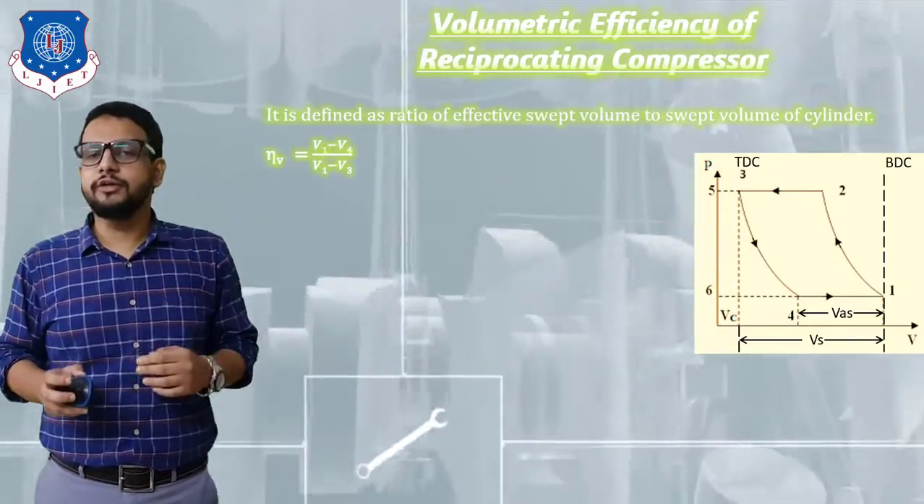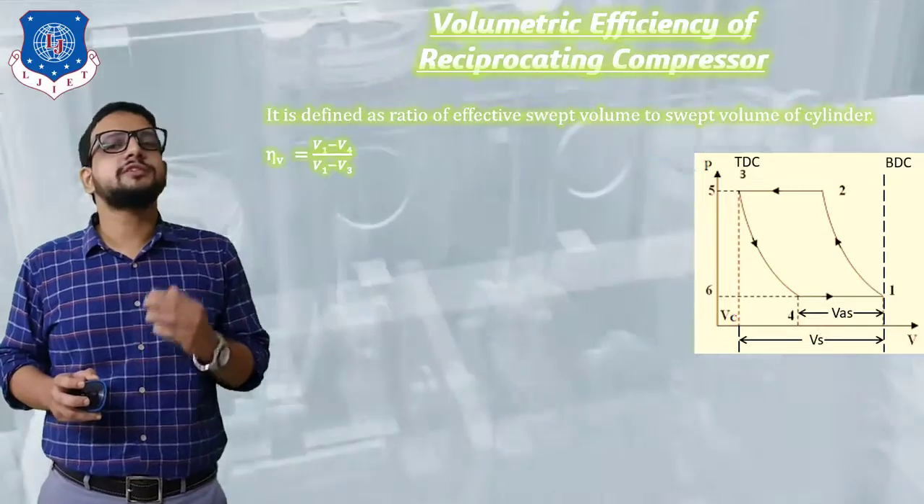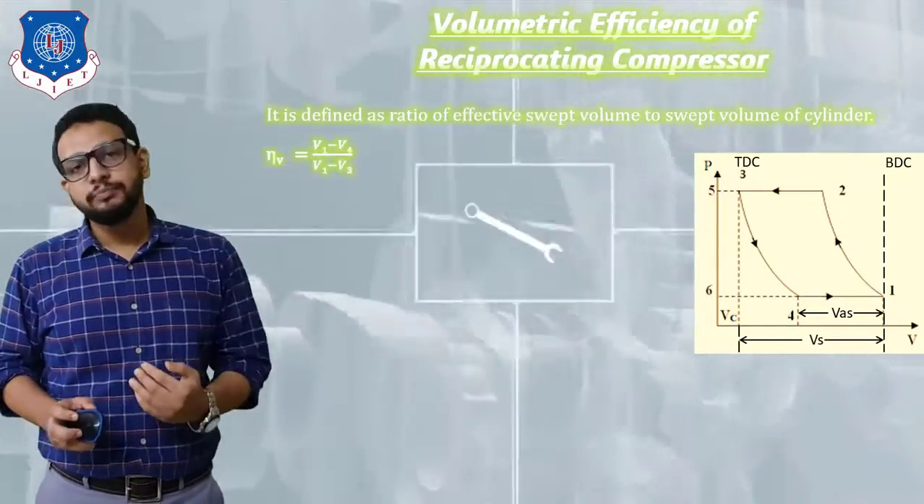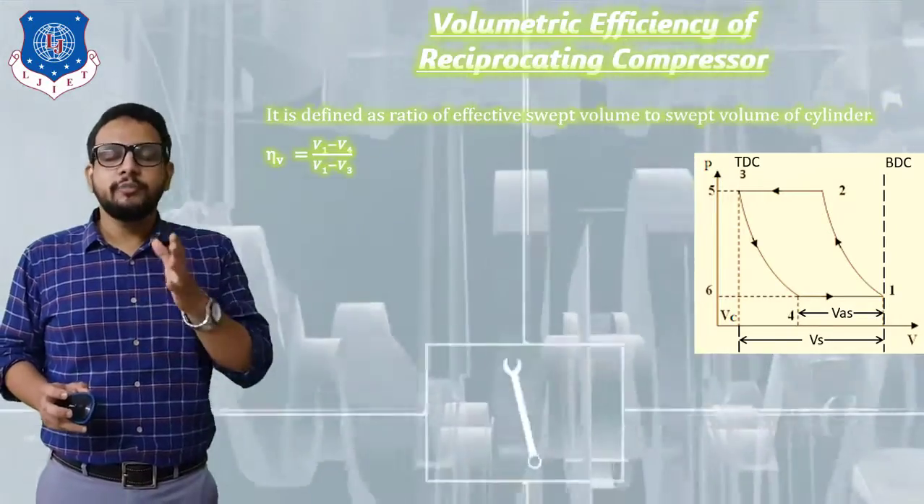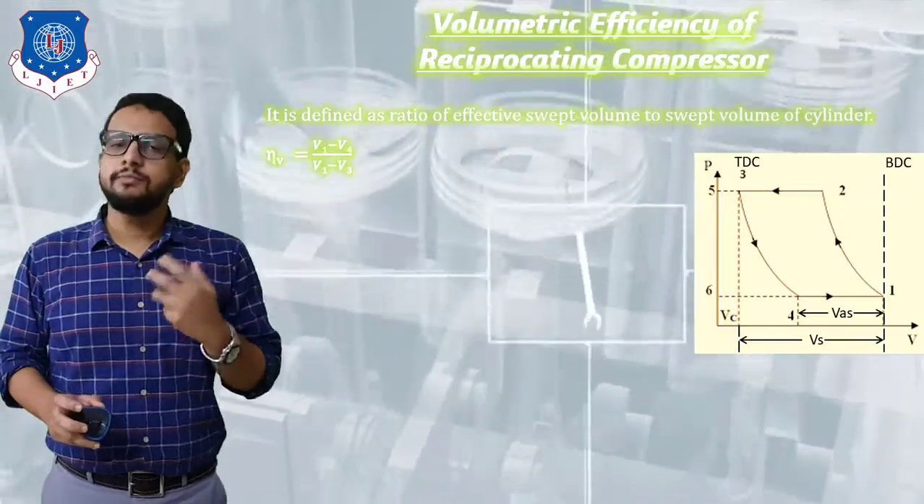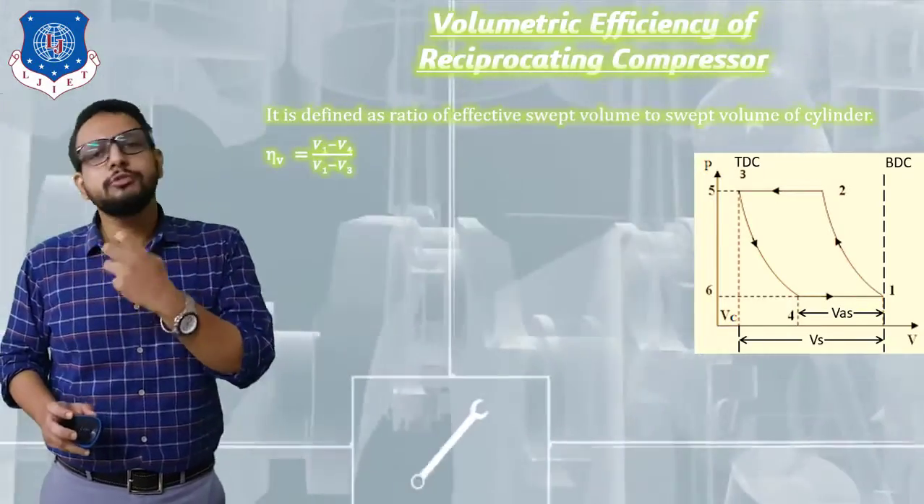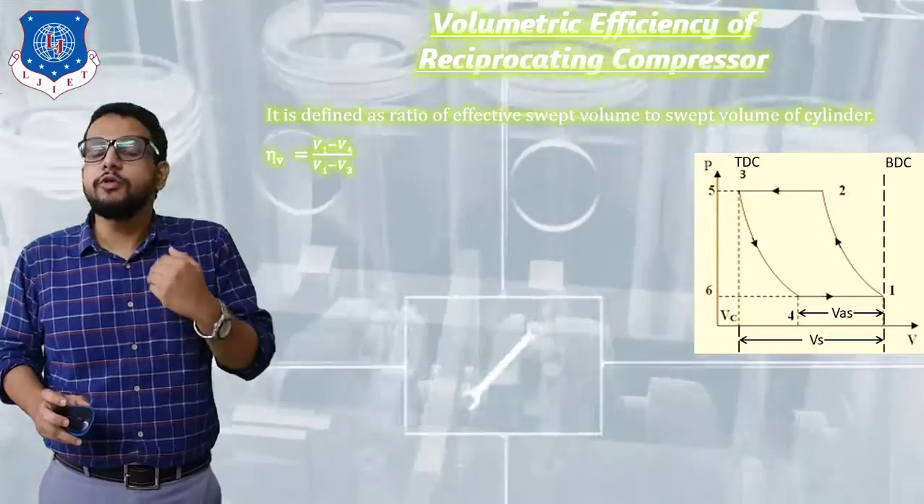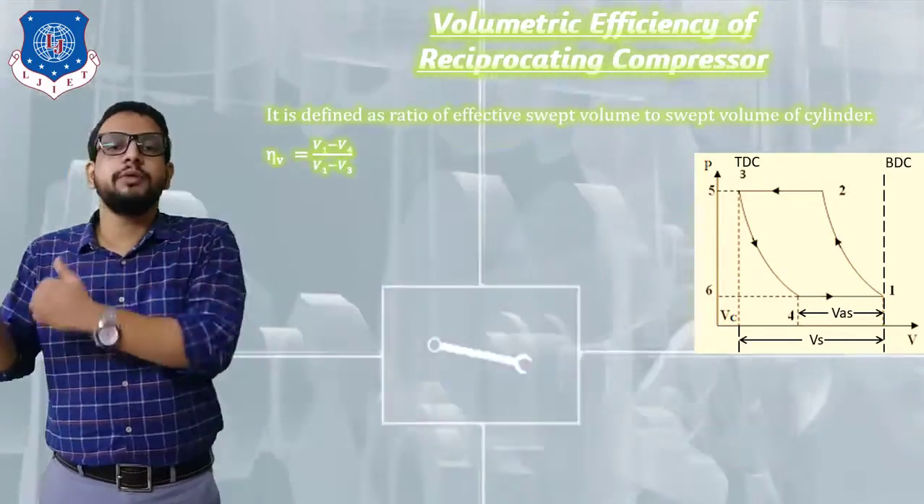So we know that effective stroke volume or swept volume is the one from which fresh air starts to enter into a cylinder. From that point, fresh air enters into the cylinder till it reaches its BDC position, whereas swept volume or stroke volume of a cylinder is the distance or volume from TDC to BDC.